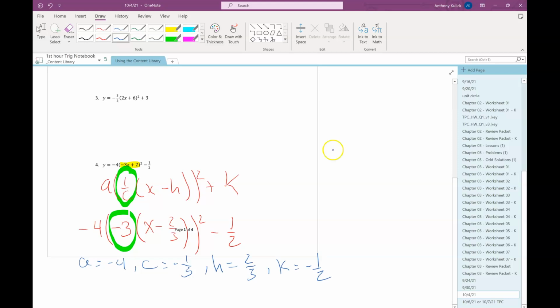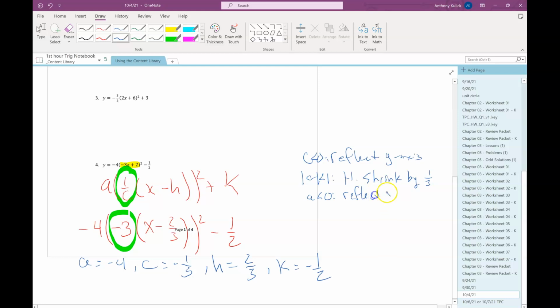So I can say since the C is negative, we're going to have a reflection across the y-axis. Since the magnitude of C is less than 1, we're going to have a horizontal shrink by a factor of 1/3. Since the A is negative, we're going to have a reflection across the x-axis. And since the magnitude of A is bigger than 1, we're going to have a vertical stretch by a factor of 4.